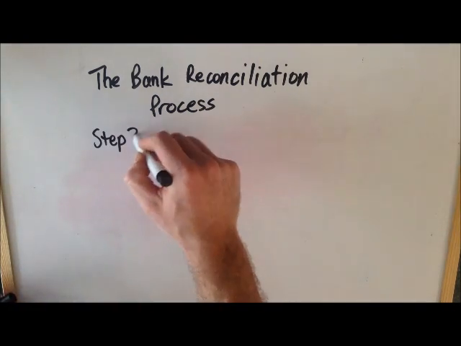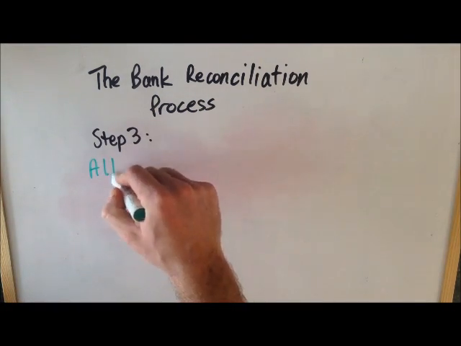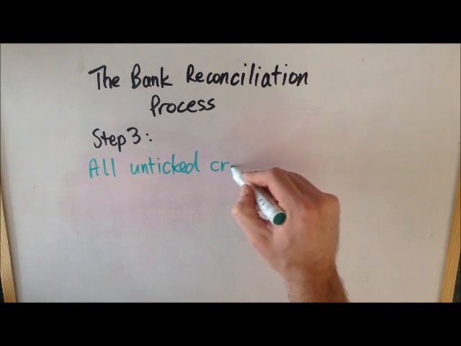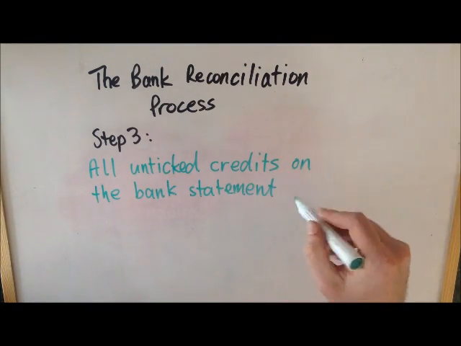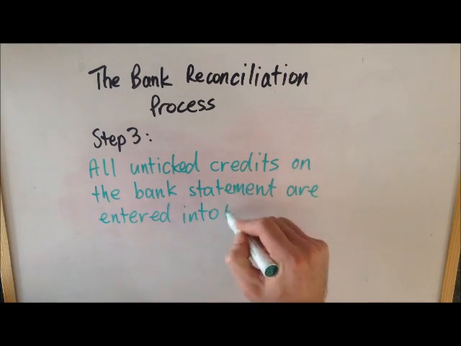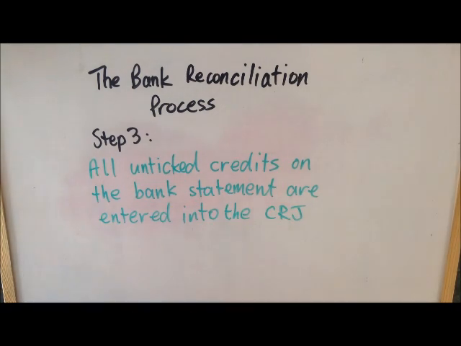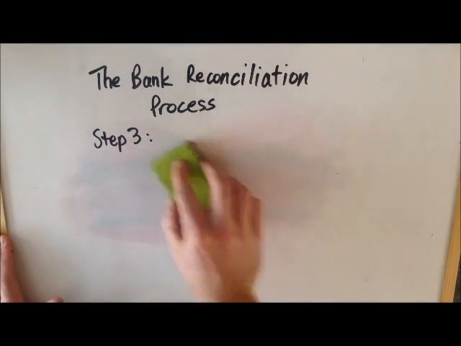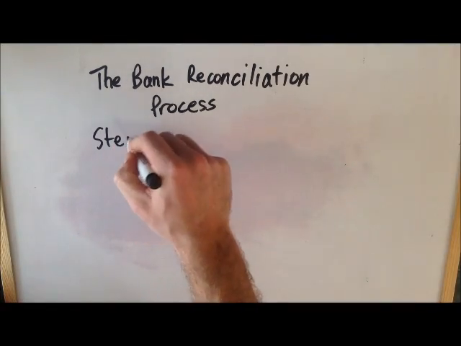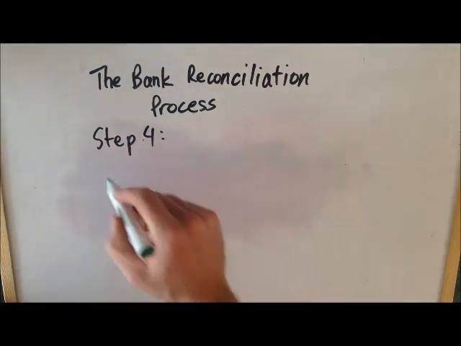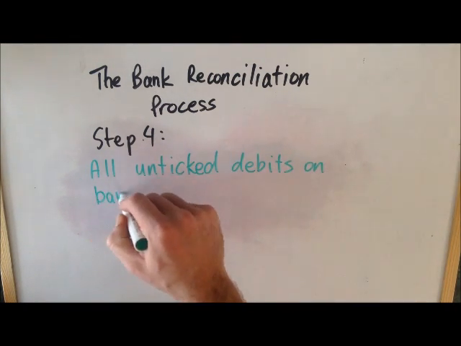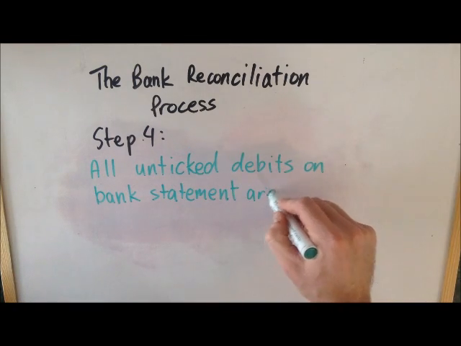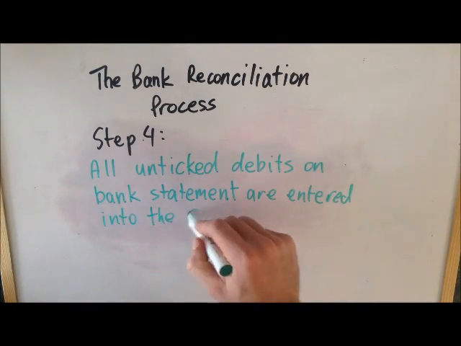Now, step three, all we basically do is any unticked items or unticked credits on the bank statement need to be added to the cash receipts journal. And we're going to go through an example of this in a minute, so just hang tight. Step four, all unticked items in the debit column of the bank statement are then entered into the cash payments journal.